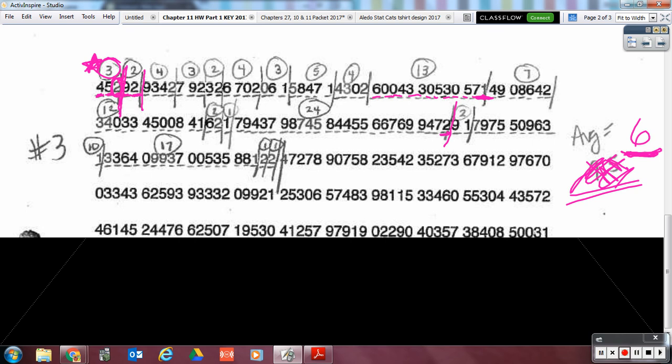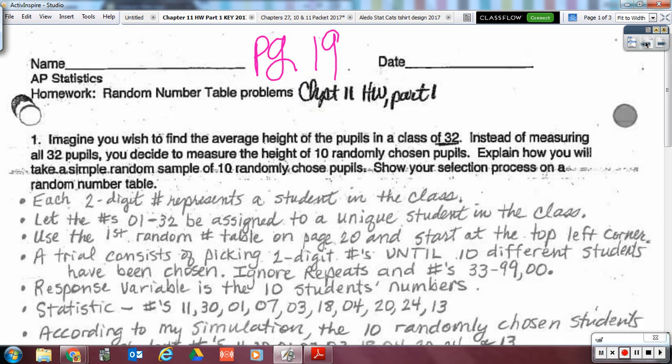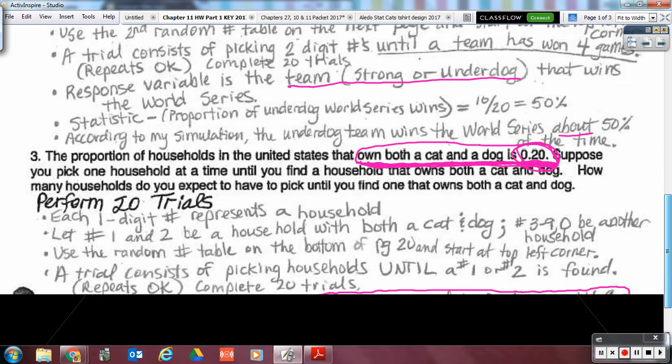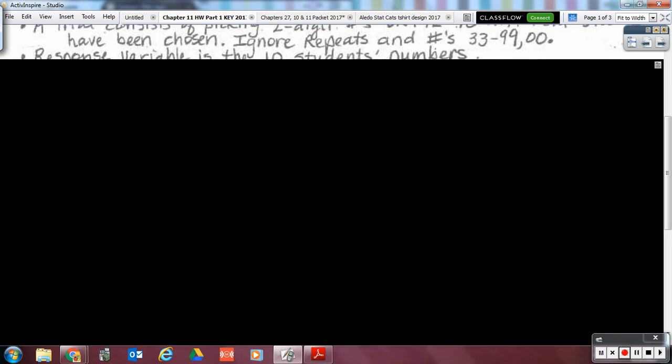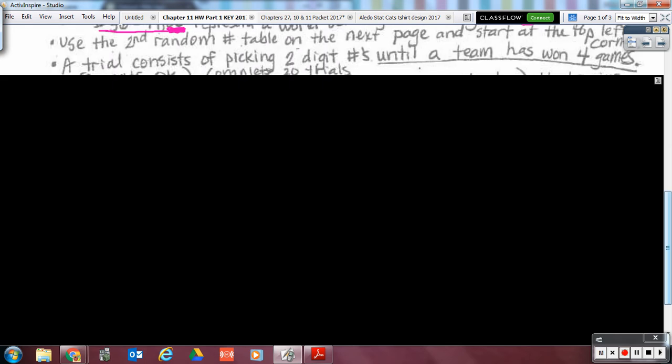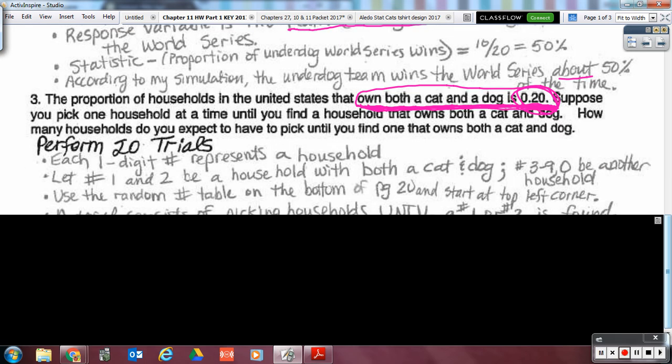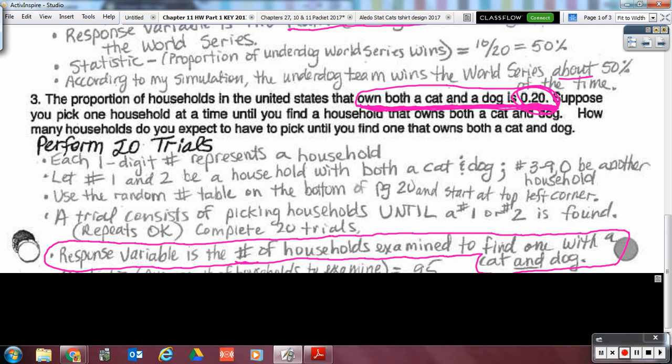Okay, so what is our response, by the way? What is our response that we were measuring? Yes, so at the top of each trial, I wrote how many households I had to look at. So that's my response variable, the number of households examined to find one with a cat and dog.